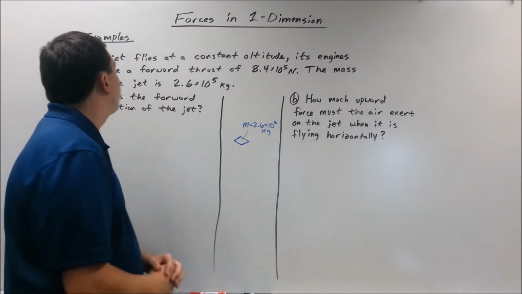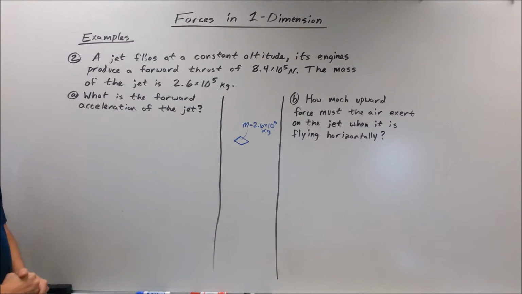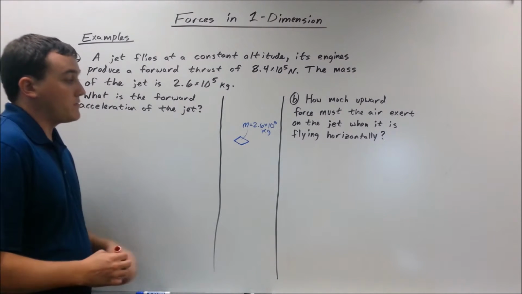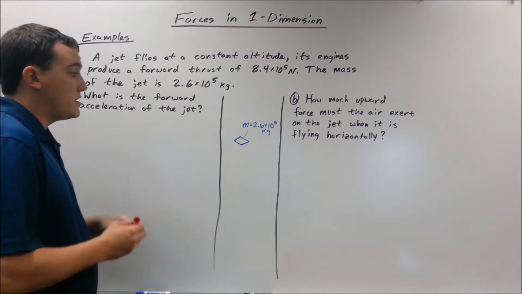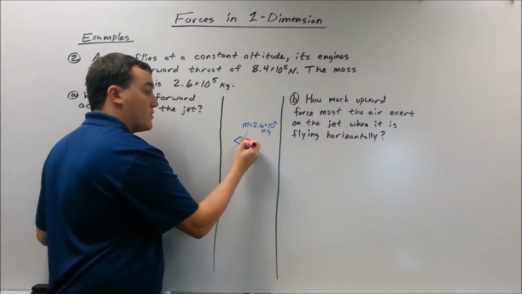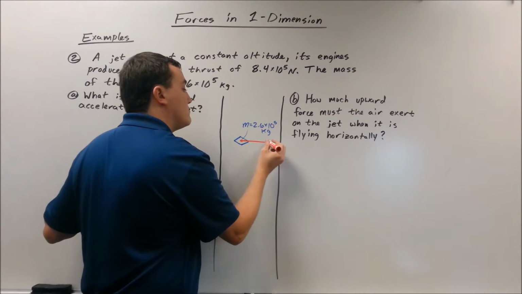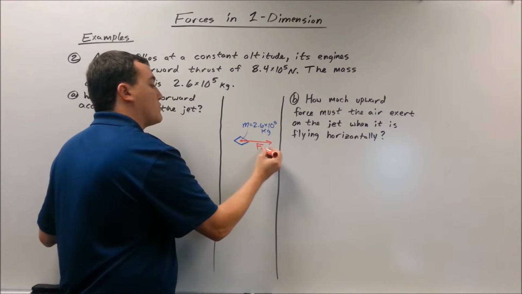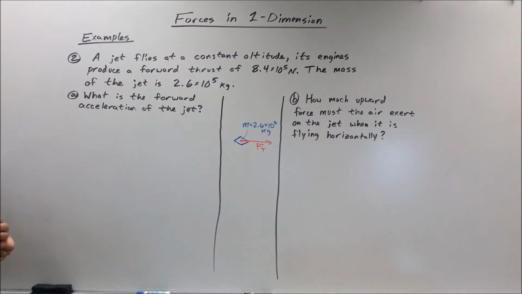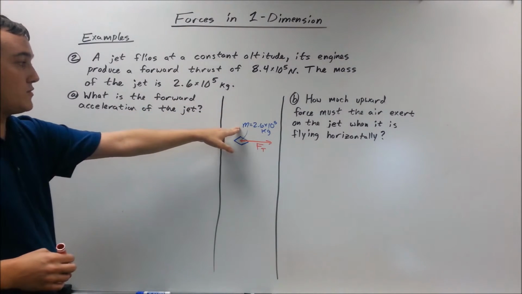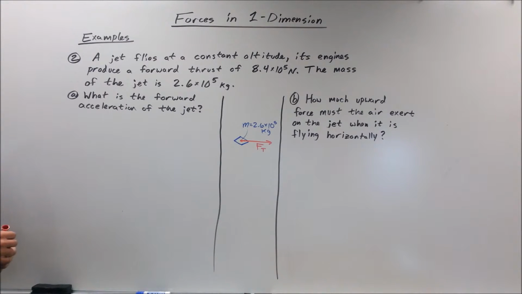Okay, number 2. A jet flies at a constant altitude. Its engines produce a forward thrust of 8.4 times 10 to the 5th newtons. So, rough drawing of what's happening. We know the thrust is always in the direction that the plane is going. So let's say the plane is going to the right. And that's our force of thrust. Alright, and we know that's 8.4 times 10 to the 5th newtons. The mass of the jet is 2.6 times 10 to the 5th. What is the forward acceleration of the jet?